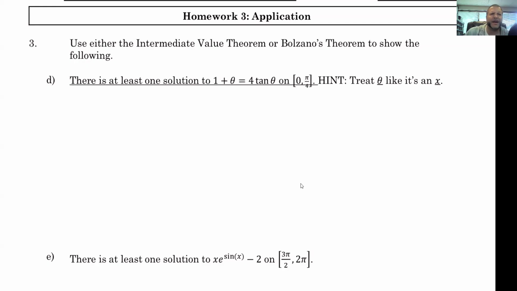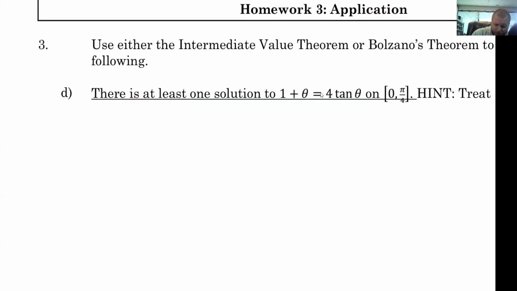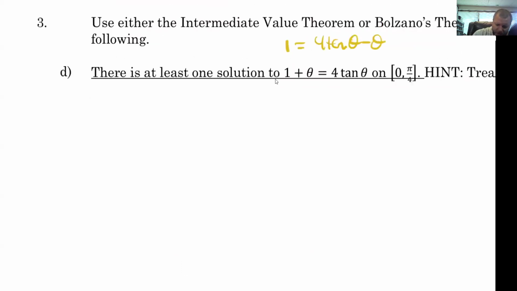Right, so for this one, it doesn't matter if we do Bolzano's theorem or intermediate value theorem. If you're using intermediate value theorem, you would write it this way: 1 equals 4 tan of theta minus theta. And then here, 1 is your f of c. I was going to solve this as a Bolzano's theorem one just because I like it better. I feel like it's easier to make it always equal to 0.